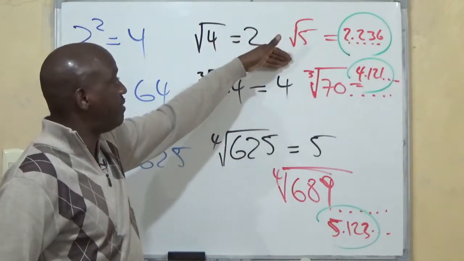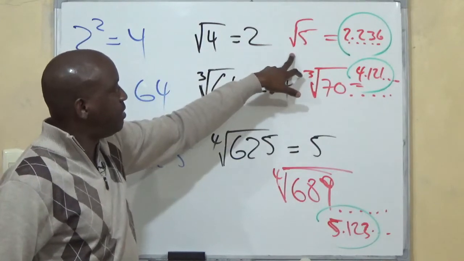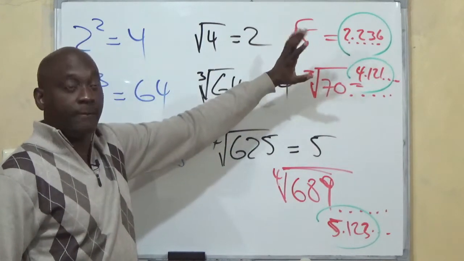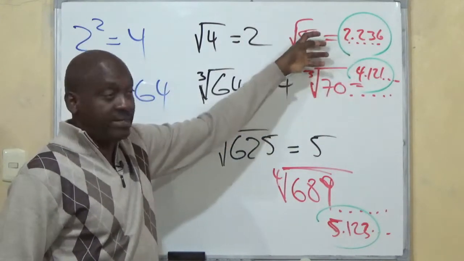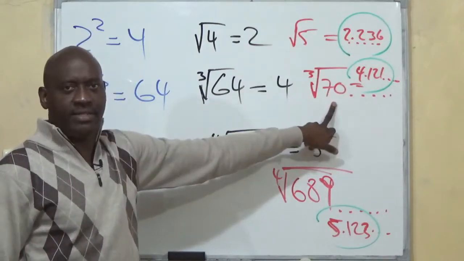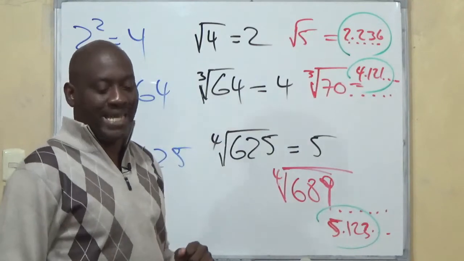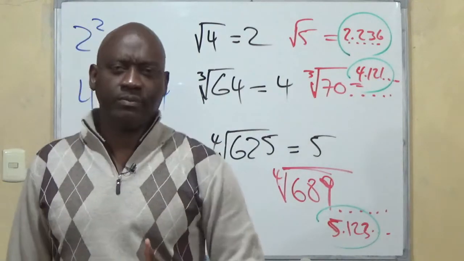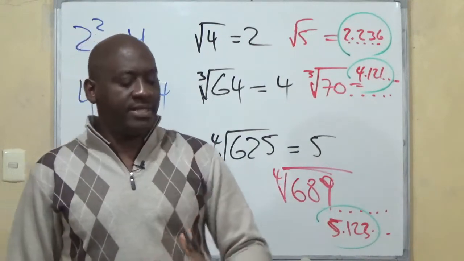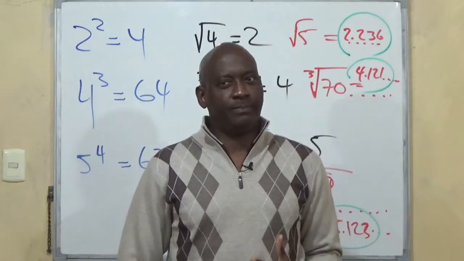The square root of 5, right? With the power of 2, we don't really put the 2 there. So the square root of 5, that is a surd. The cube root of 70, that is also a surd. The fourth root of 689 is also a surd. So the concept of surds could apply to any power.